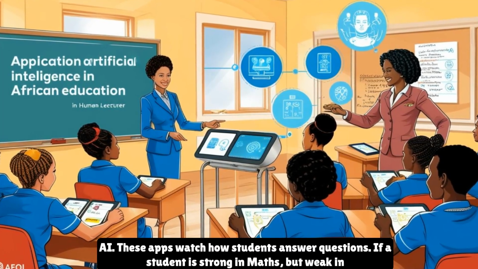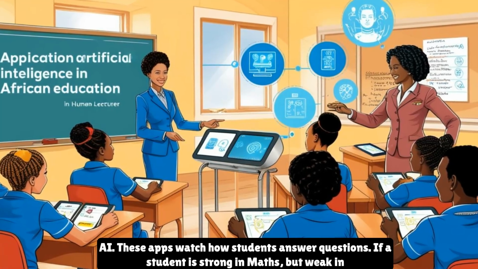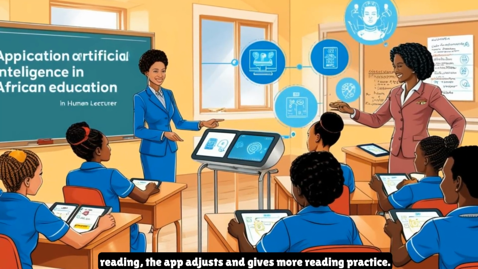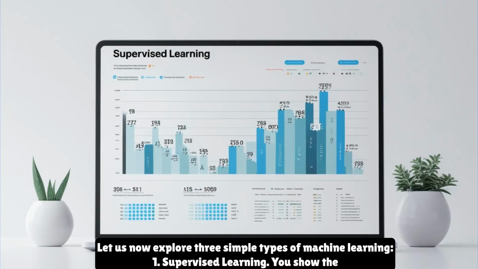These apps watch how students answer questions. If a student is strong in maths but weak in reading, the app adjusts and gives more reading practice. That's machine learning, personalizing education. Let us now explore 3 simple types of machine learning.